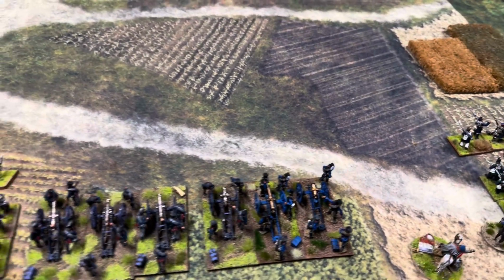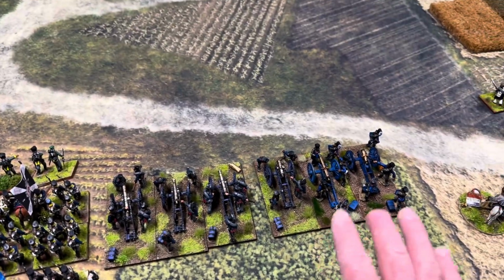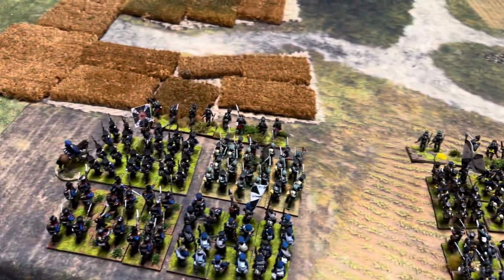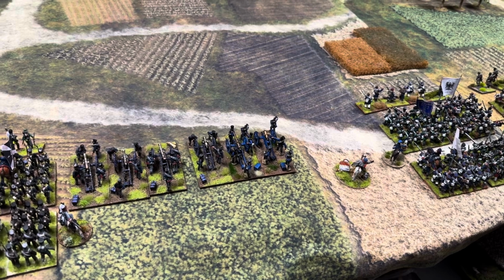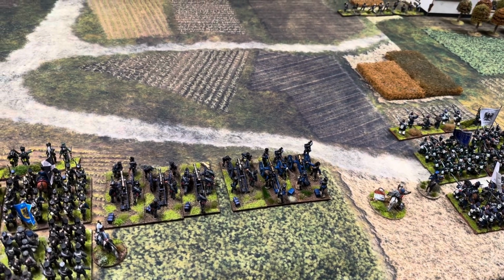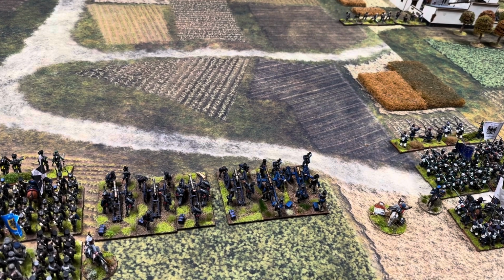Then we have the 1st Infantry Division, 1st and 2nd Brigades, and their artillery battery is on this high ground here. The 2nd Infantry Division has their battery co-located with 1st Division's battery, and their 1st and 2nd Infantry Brigades. Both of the Infantry Brigades' cavalry are being held off table, and also the Prince William of Orange's entire division is currently being held in reserve by Blucher.